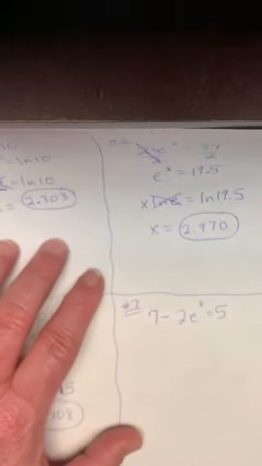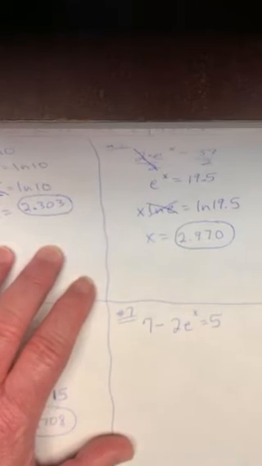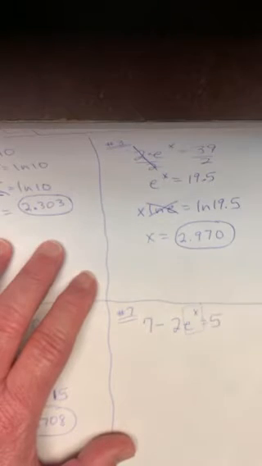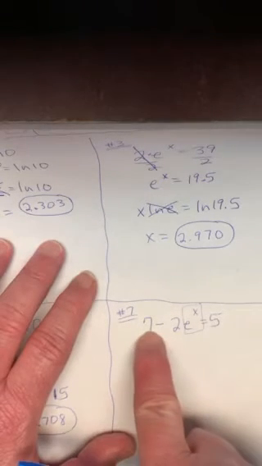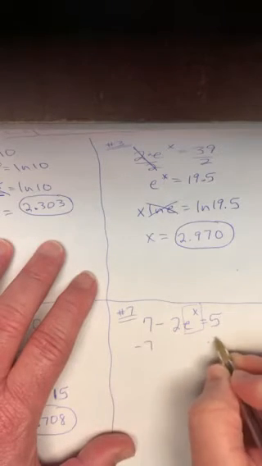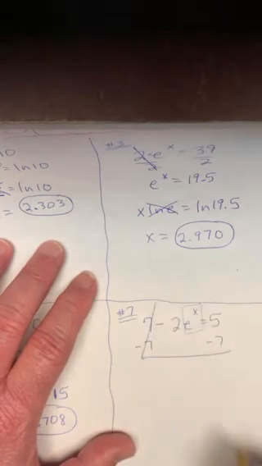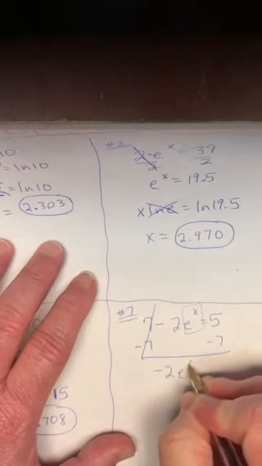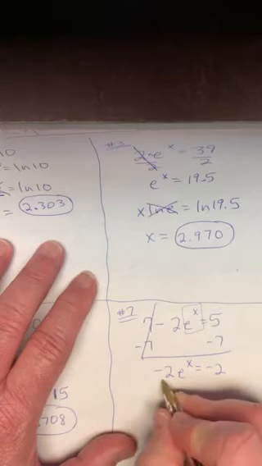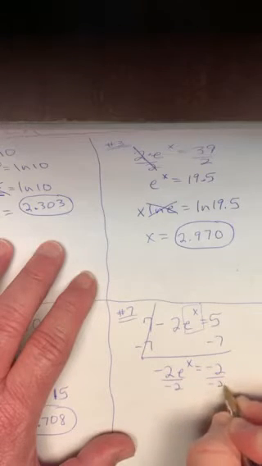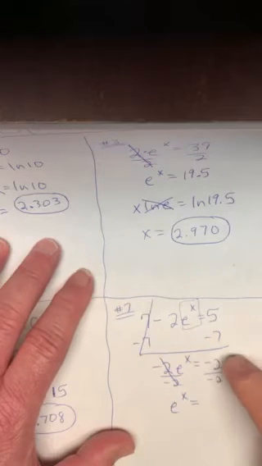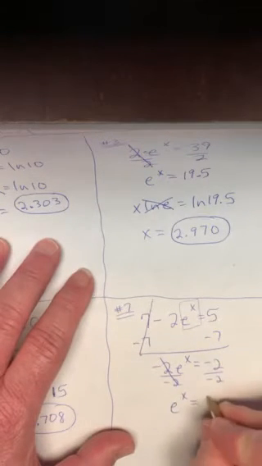And the last one on the front of my paper, number 7. Ooh, now they're getting a little more complicated, at least looking as we go. My goal is to get this guy by itself, correct? So wouldn't you take that 7 and minus him to the other side? Minus 7, minus 7. He's gone. I have negative 2 e to the x equals negative 2. Oh, divide by negative 2. Those would cancel. And I got e to the x equals, obviously, negative 2 over negative 2 is 1.